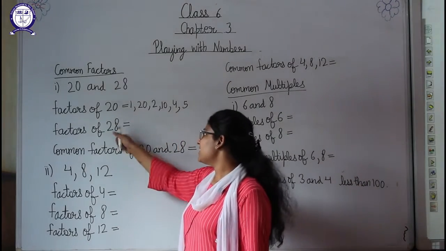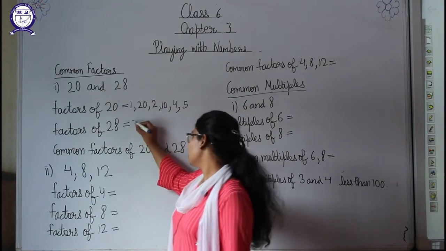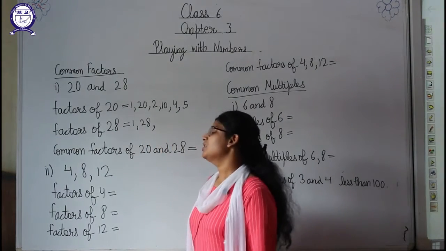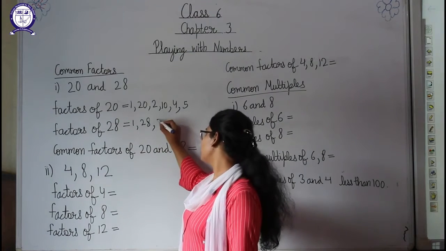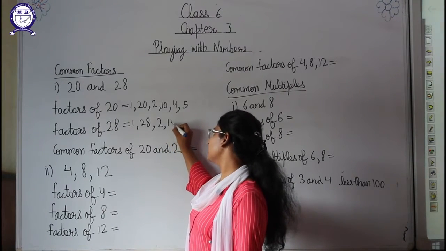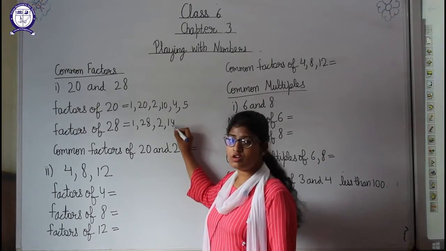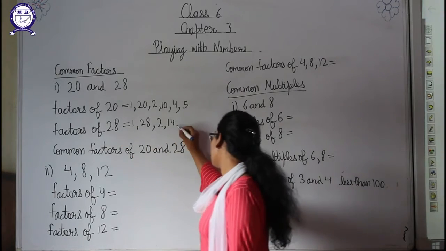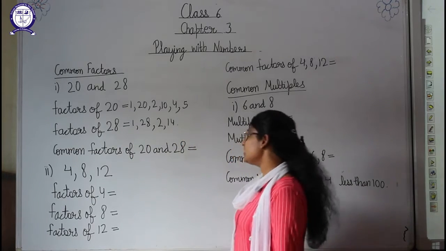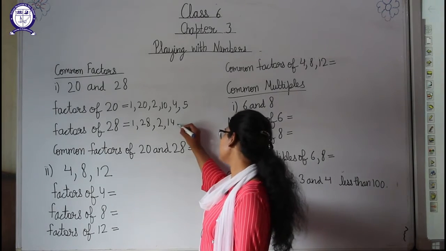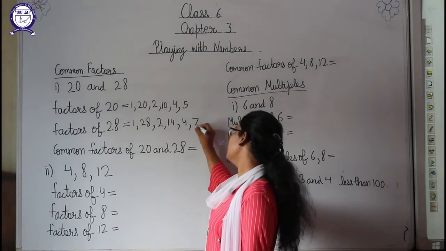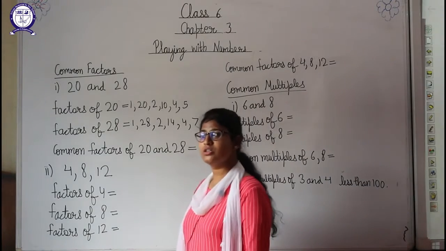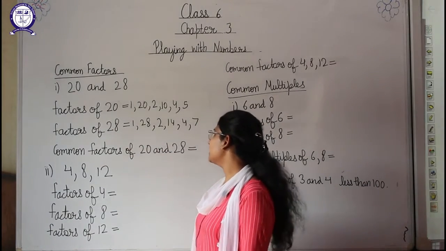Now we will write the factors of 28. So same, 1 and 28 will be the factors of 28. Now if we check 2 and 14, 2 into 14 will give us 28. It means 2 and 14 are the factors of 28. Next, 7 times 4 is also 28. It means we can write 4 and 7, because these two are also the factors of 28. Can you get more factors? No, we can't get more factors of 28.